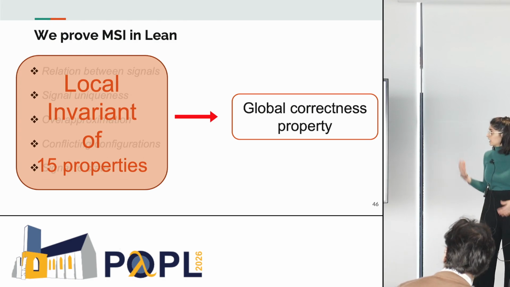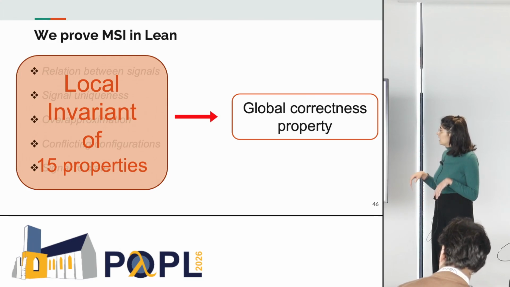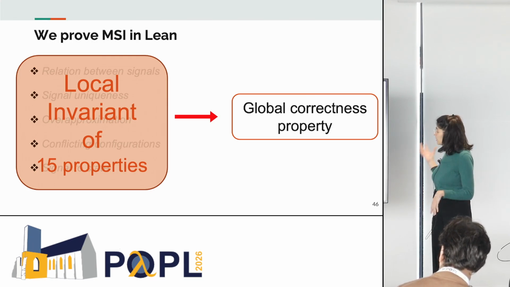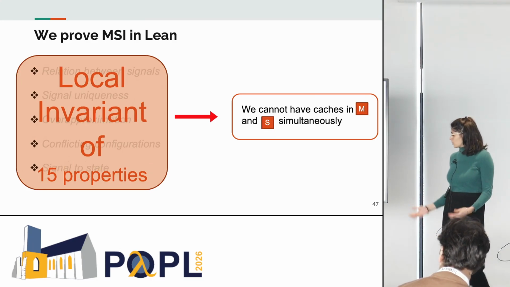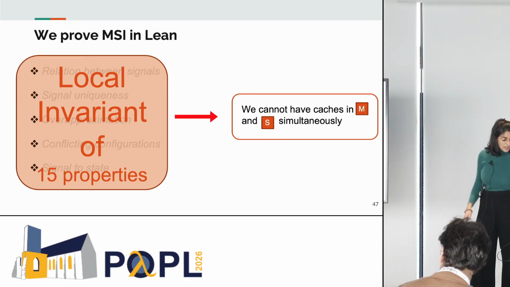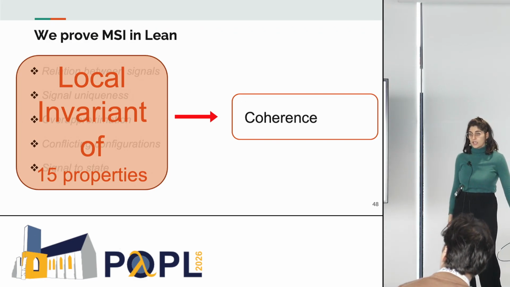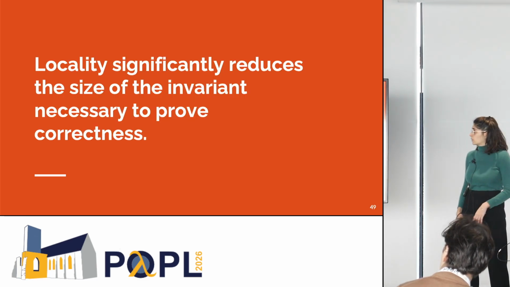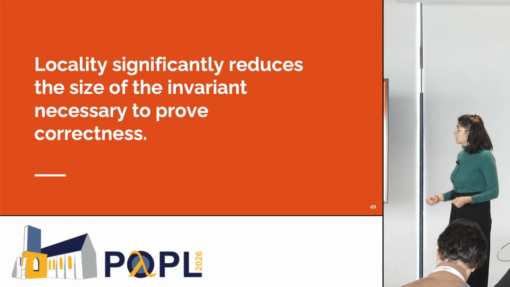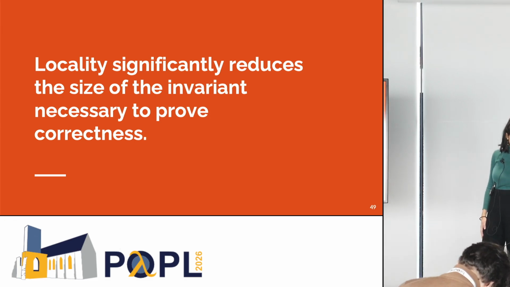What is significantly cool is that with a local invariance of only 15 properties, we are able to prove the global correctness property, the one that we care about, that 2 caches cannot be in M simultaneously. So ultimately, with a local invariance, we prove it in Lean for MSI, that is coherence, that ensures the correctness. Okay, so we discovered that locality significantly reduced the size of invariance necessary to prove correctness.